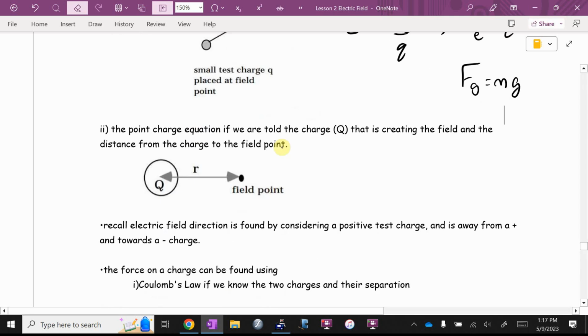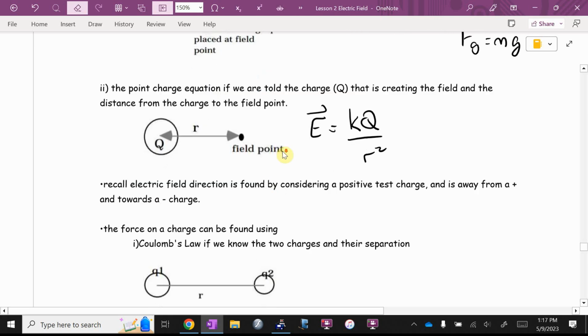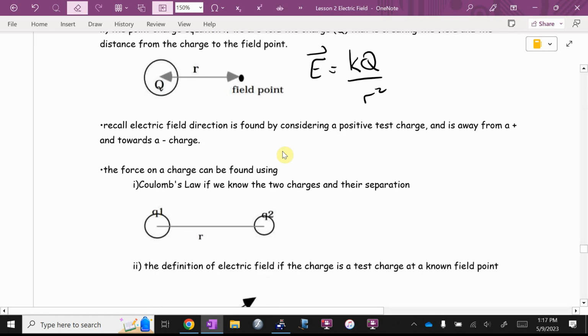We can also find it using the point charge equation if we're told the magnitude of the charge that's creating the electric field and how far away we are from it. Recall, electric field direction is found by considering a positive test charge. Which way would a positive want to move if it could? Why did we have to have a direction? Because stuff can fall up.